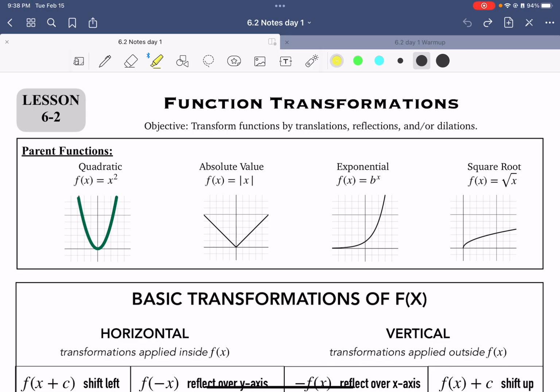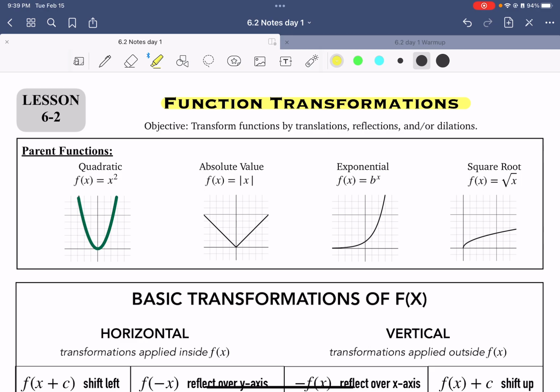This lesson is on function transformations, and the objective is to transform functions by translations, reflections, and or dilations. So to start off with, let's go over some vocabulary. Function transformations. Transformations means to change. And so what we're doing is we're taking basic functions and we are changing them into other functions. If you remember from 6.1, we talked about different function types: linear, quadratic, absolute value, and exponential.